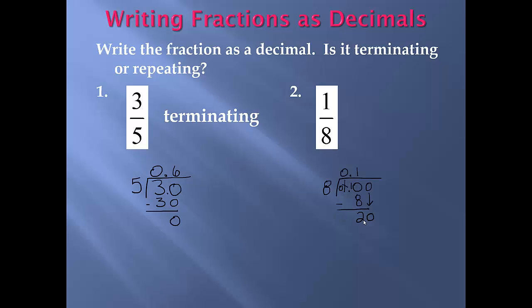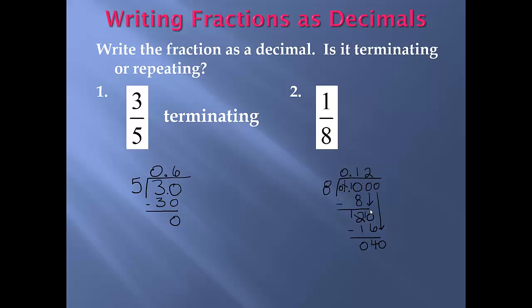8 goes into 20 2 times. 2 times 8 is 16. And now we subtract 20 minus 16. 0 minus 6 we cannot do, so we borrow from the 2 and it becomes a 1. And this 0 becomes a 10. 10 minus 6 is 4. 1 minus 1 is 0. We still have 4 left, so we need to continue dividing. So we'll add another 0 and bring it down.